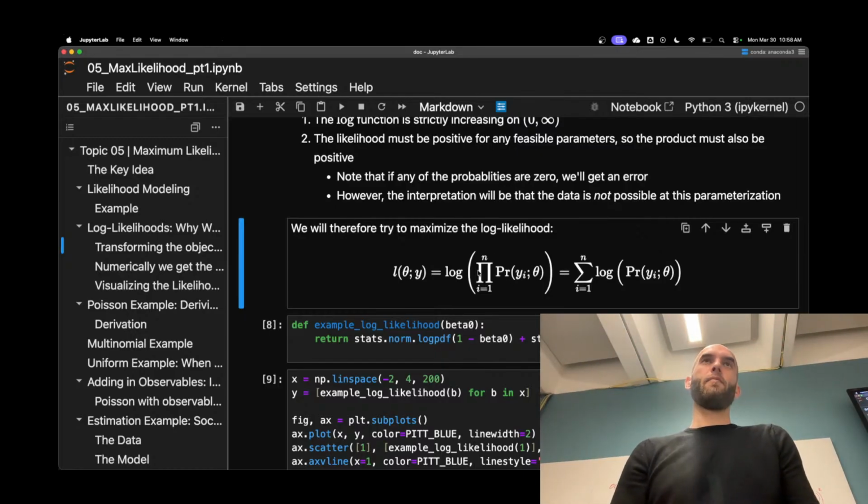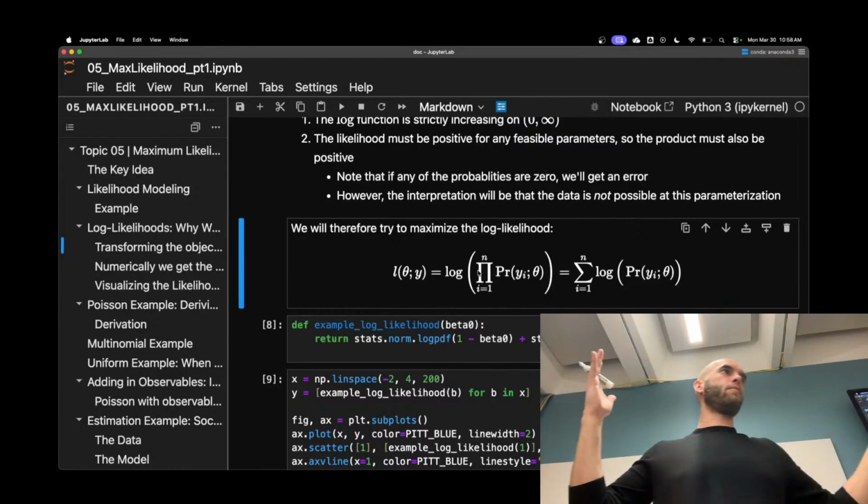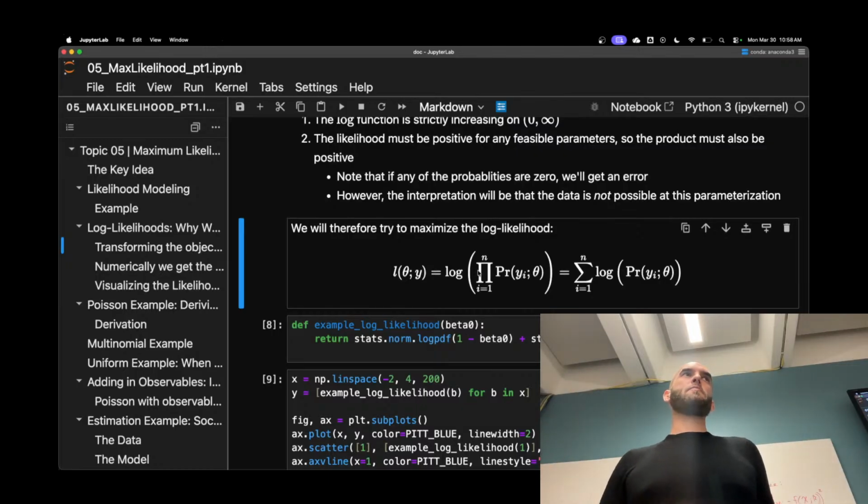So the log of A times B is equal to the log of A plus the log of B. And this is the property we're going to rely on. We're taking a log of a bunch of probabilities multiplied together, and then that just becomes the sum of the logs. Okay, any questions here?